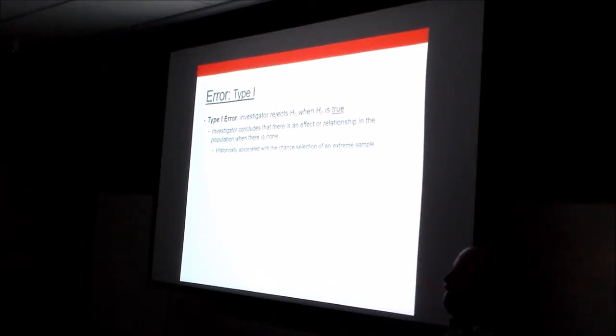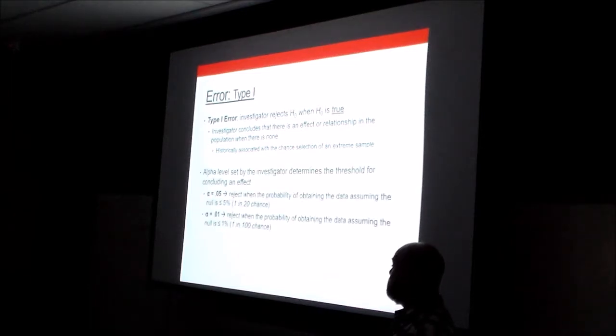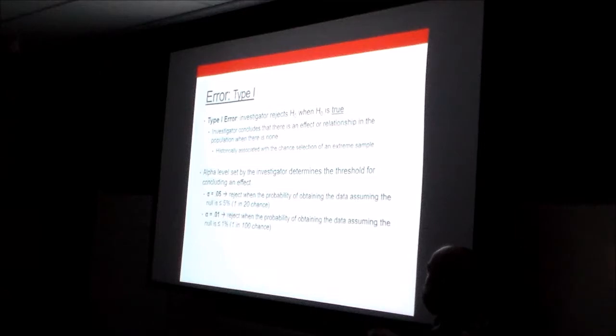This is the type of error that we're always most concerned about. Sometimes that's reasonable, sometimes that's not, but this is where we fixate our focus, right? We don't want to say that we've got something if there really is nothing there, no effect to be had. Our alpha level determines our threshold for making this type 1 error.